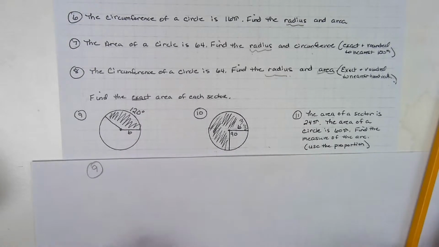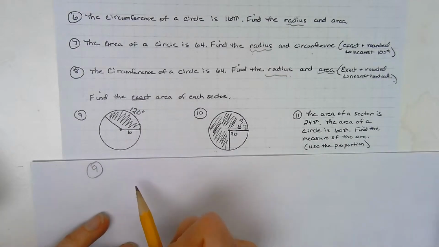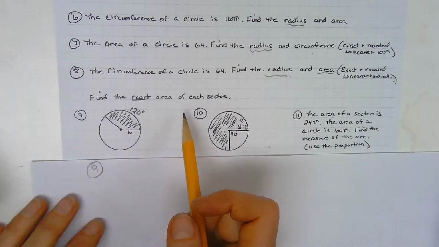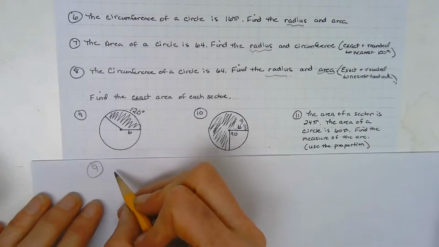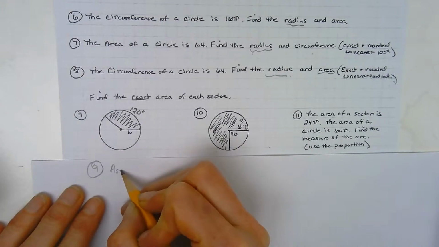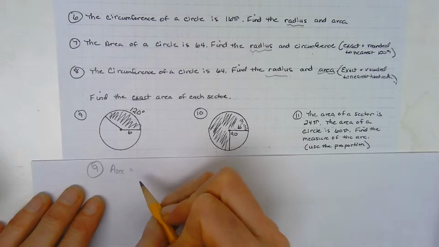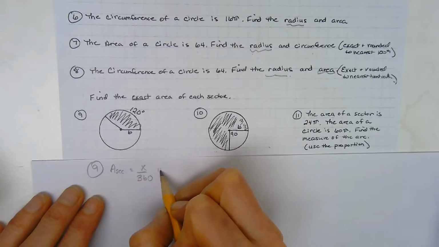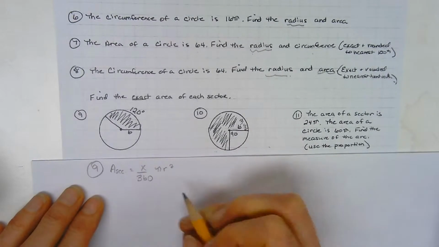Okay, part deux. I'm going to find the exact area of each sector. So today we learned that the area of a sector of a circle is equal to x over 360 times pi r squared, the area.